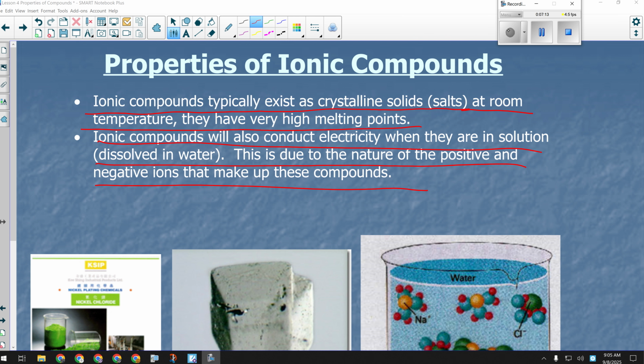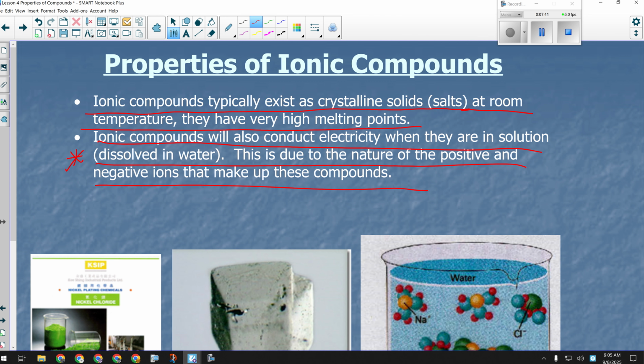But if something is a crystalline solid, then you've got to have a way to separate it and make sure that it's ionic. That's where this point is important. Ionic compounds, when you dissolve them in water, that solution will conduct electricity. That's not true for molecular compounds. So if you dissolve sugar in water, it won't conduct electricity. But if you dissolve salt in water, it will.